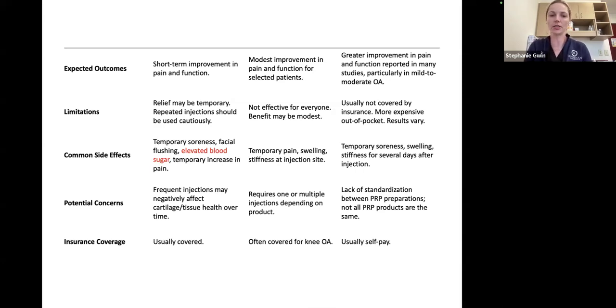Another concern for a lot of patients is that cortisone is a steroid, and steroids raise blood sugar. So if you're a diabetic, it can increase your blood sugar.